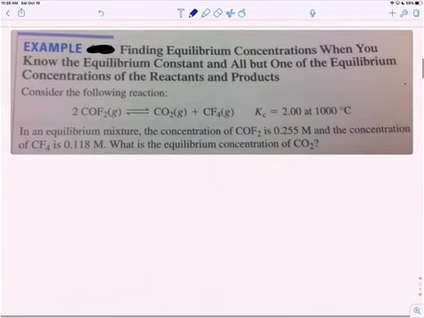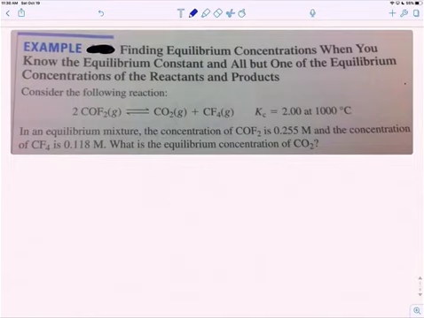What we're doing next is different examples, trying to get you to start thinking about how the equilibrium works, what types of problems you can come across, and what you need to calculate. So consider this reaction: 2 COF2 in equilibrium with carbon dioxide and carbon tetrafluoride.